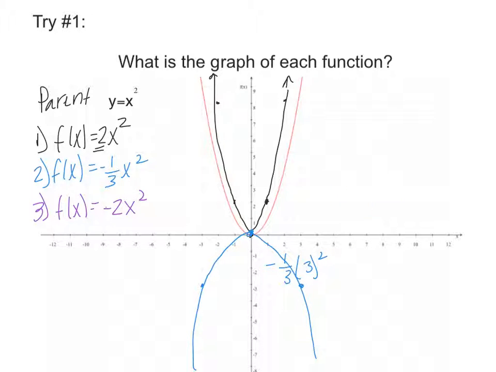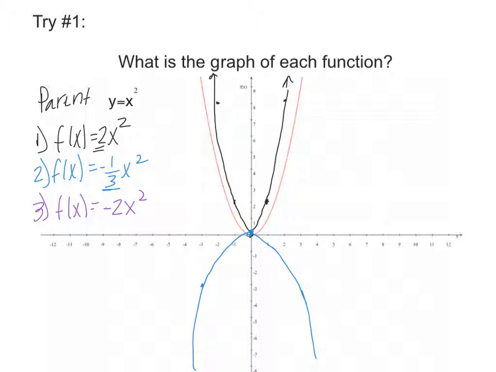So again, you can tell that this one has shown reflection. It's reflected, and it has been compressed, meaning it's wider. And again, we know it's compressed because of that fraction, -1/3. The last one, let's try this purple one. So f of x equals -2x squared.